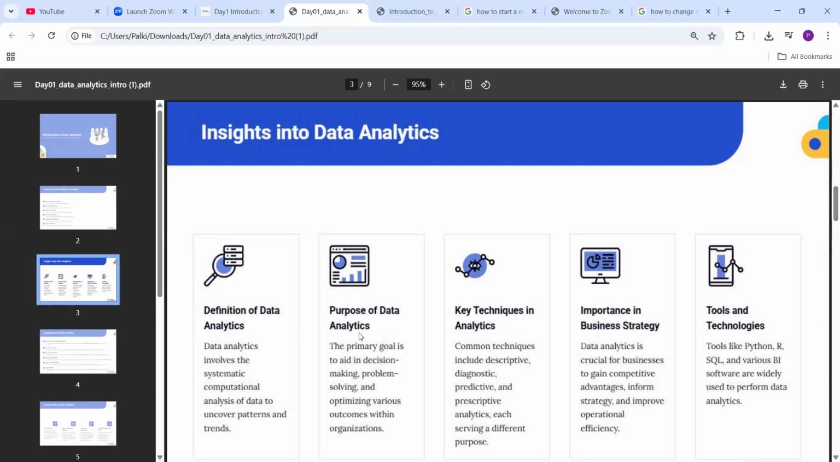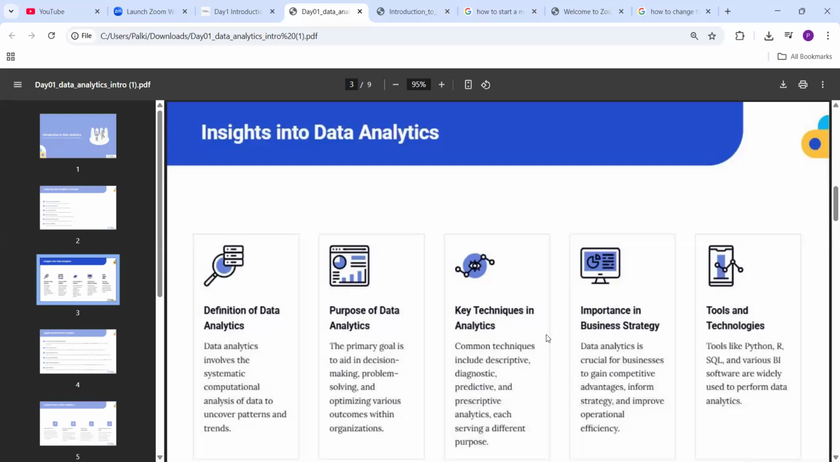And the purpose of data analytics, basically the primary goal, is to make decisions. What we are lagging in our life is making a decision. So it helps in making decisions, problem solving, and optimizing various outcomes within organizations. Whatever your organization, it can be an education background or a government aided organization. Whenever you are driving insights from the data of the last 10, 20, or 30 years, you can do your decision making more purposefully.